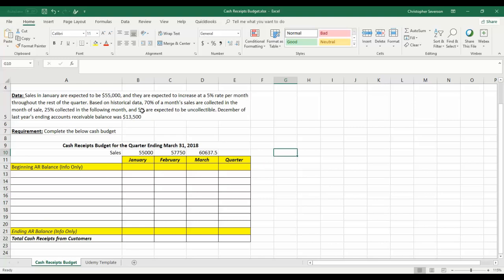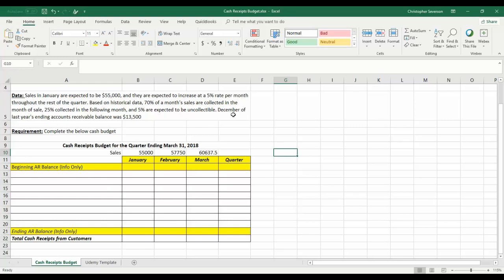So many companies that offer credit sales end up with bad debts expense as well. So we need to know that collection history. Now, notice with the 5%, the only reason they need to give that to us is to know that it's not going to make it to the cash receipts budget anywhere. It's just not going to be there. We're going to have to account for the 70% for a current month, the 25% the next month, but we don't even need to worry about the 5%. We're not going to have a line for 5%. It just doesn't need to go anywhere.